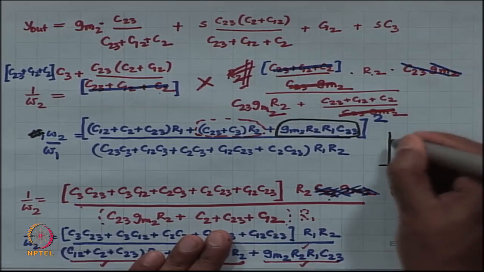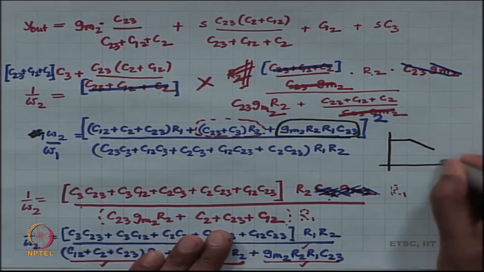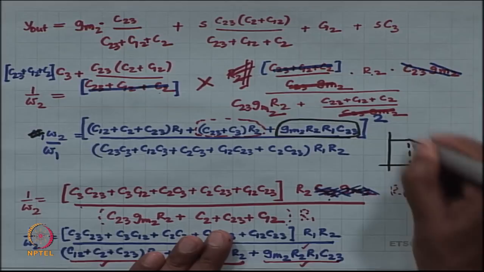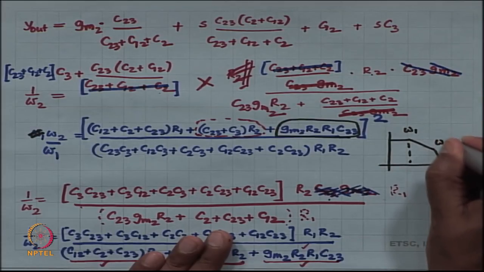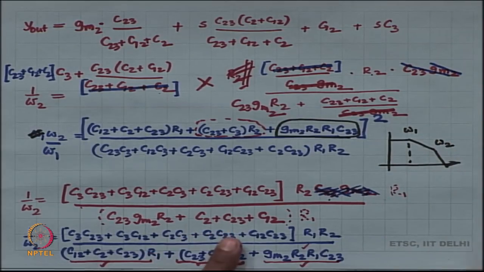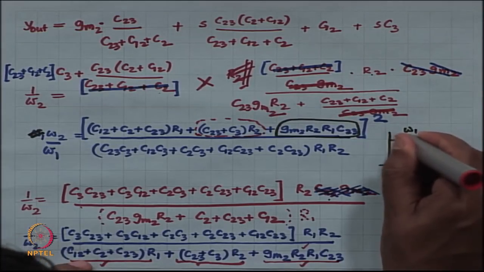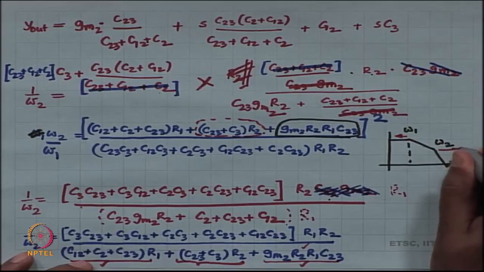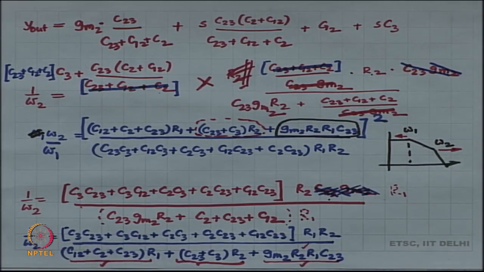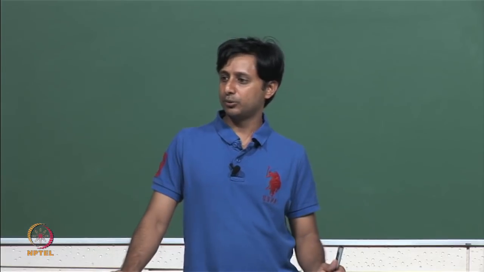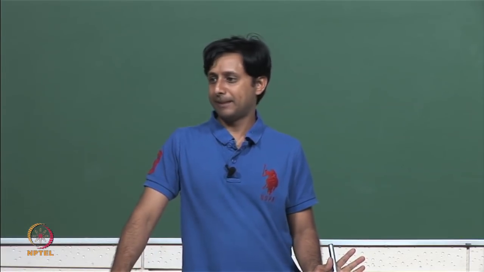when I tamper with C23, this was my two pole system omega 1 omega 2, omega 1 is going to decrease in frequency, omega 2 is going to increase in frequency, and the net effect is going to be that the ratio of omega 2 and omega 1 is going to be managed.